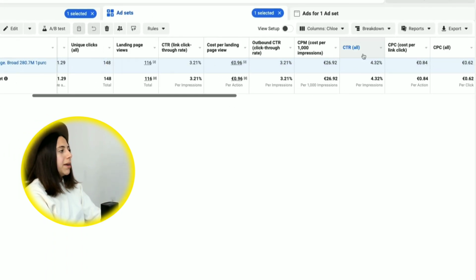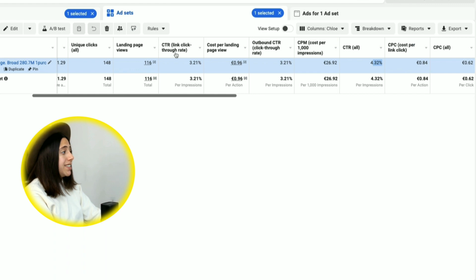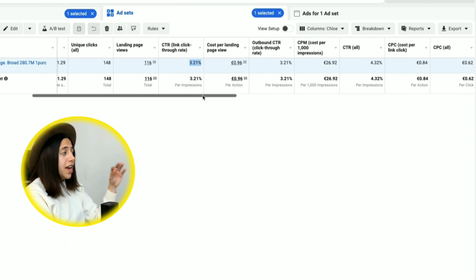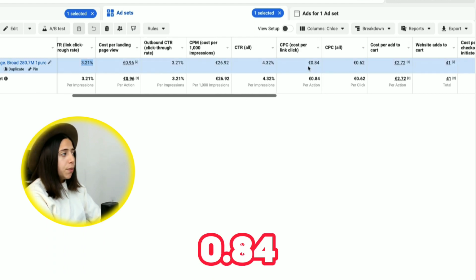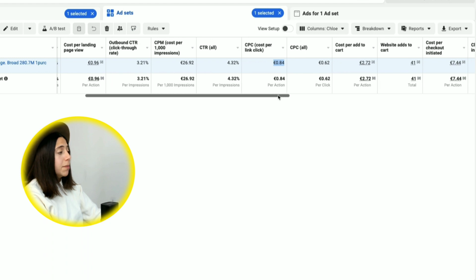So you can see over here my CTR all is 4.32%, so that's a very good number to aim for, and my CTR link click-through rate is 3.21%. So definitely really good ad over here. It's attracting a lot of people properly. Then you can see over here my CPC is 0.84. This is a very good number because I am aiming for the top 5 countries, and so this is completely okay. I know it's a competitive market.